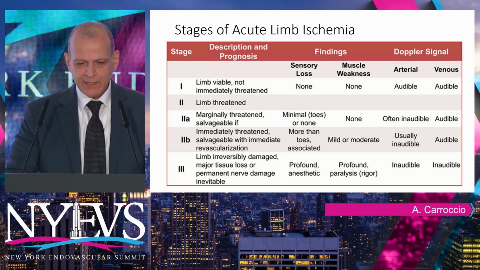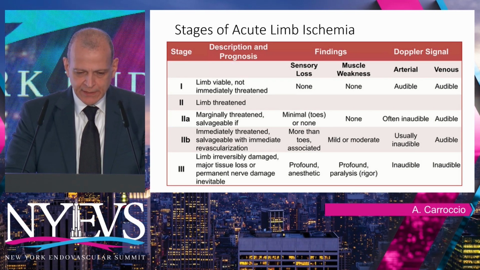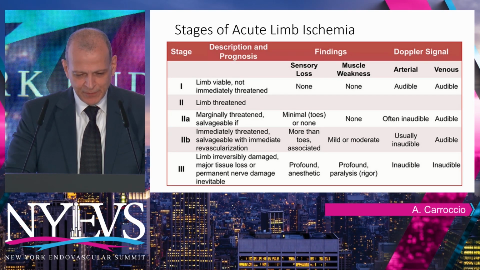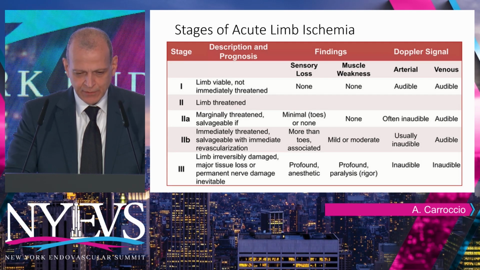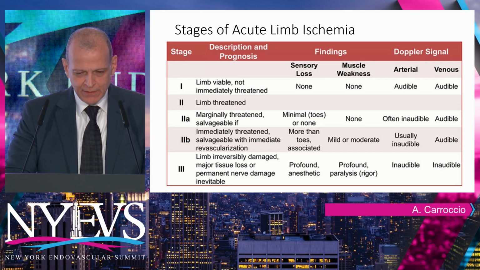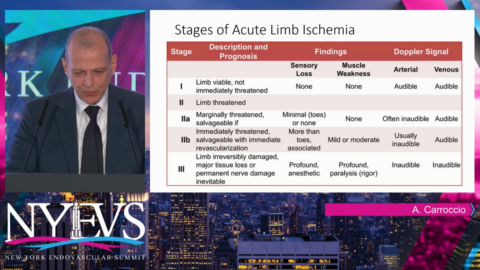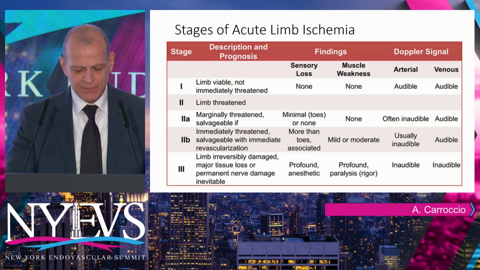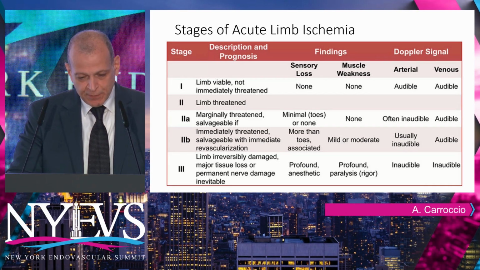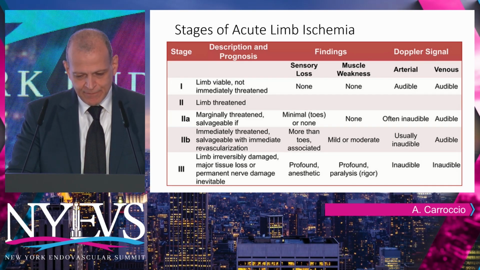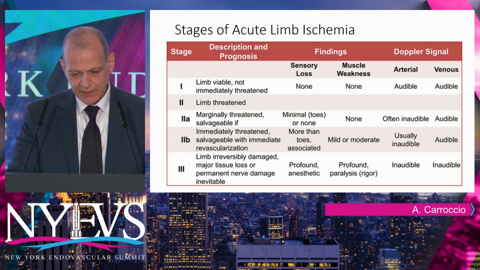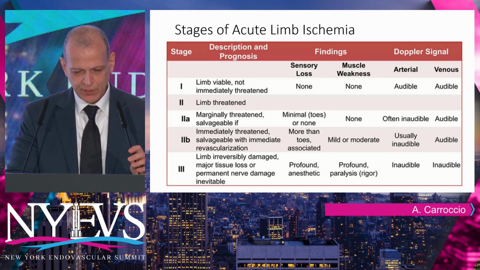Discussing guidelines, the critical part first is categorizing the ischemia. And I think it's pretty clear. Most people like to use the Rutherford classification. It's pretty simple: 1, 2, and 3. In category 1, the limb is not threatened, it's viable. You have no sensory loss, no motor loss, and you have signals in the arterial and venous system both. That's pretty simple. Jumping down to the bottom, you have no sensory function, motor function is gone as well, and there's nothing audible, either arterial or venous.